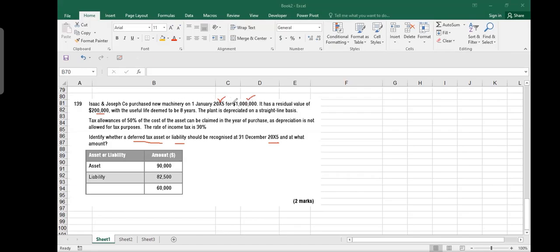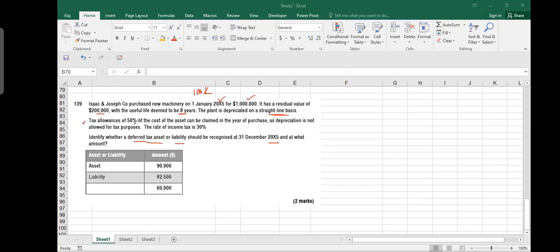Because the asset is 1 million, residual 200, 800 you will put down in different years, with the useful life deemed to be 8 years. So if I do it on a straight line basis, I can immediately see that in my IFRS books, I will be charging 100K depreciation every year. Because 1 million is the cost, 200 is residual, 800 I have to depreciate in 8 years, straight line basis. So 100K, 100K, 100K is going to be your IFRS based depreciation, in your accounting profit calculation.